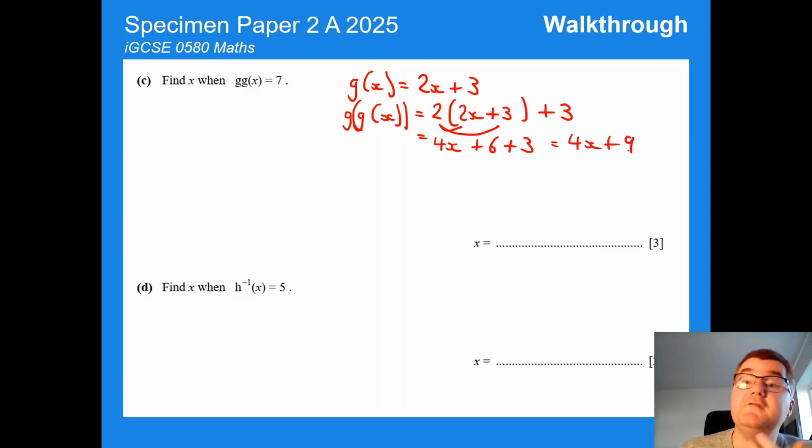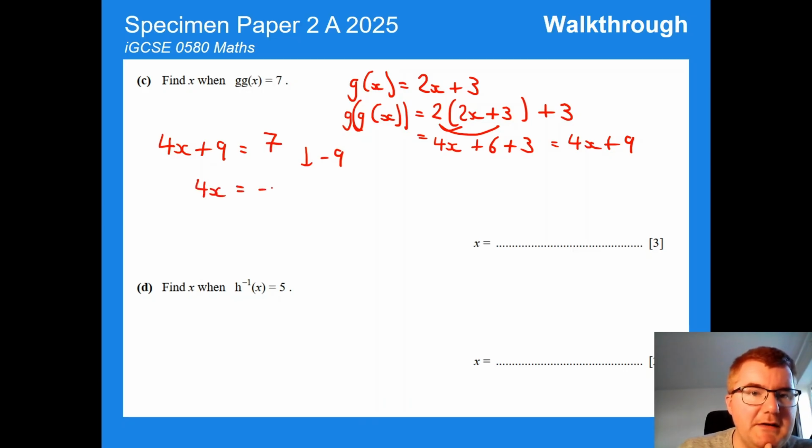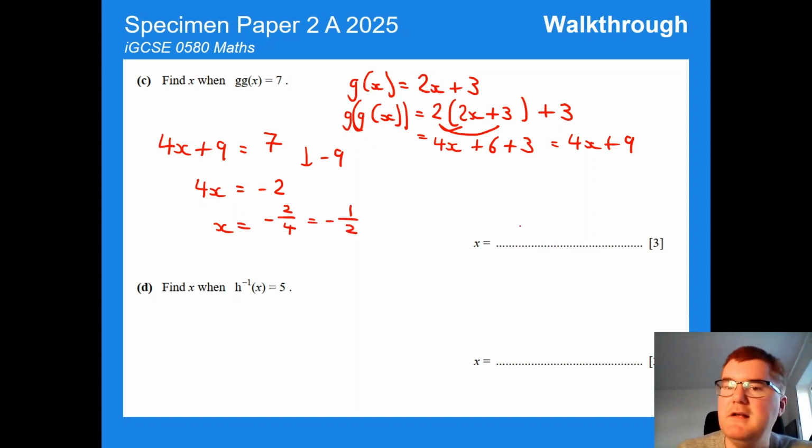And now we need to solve this very straightforward equation. So we take our answer 4x plus 9, make it equal to the 7. And then I'm going to minus 9 from both sides. Gives me minus 2. And then x is equal to minus 2 over 4, which you should simplify here to minus a half. Perfect.